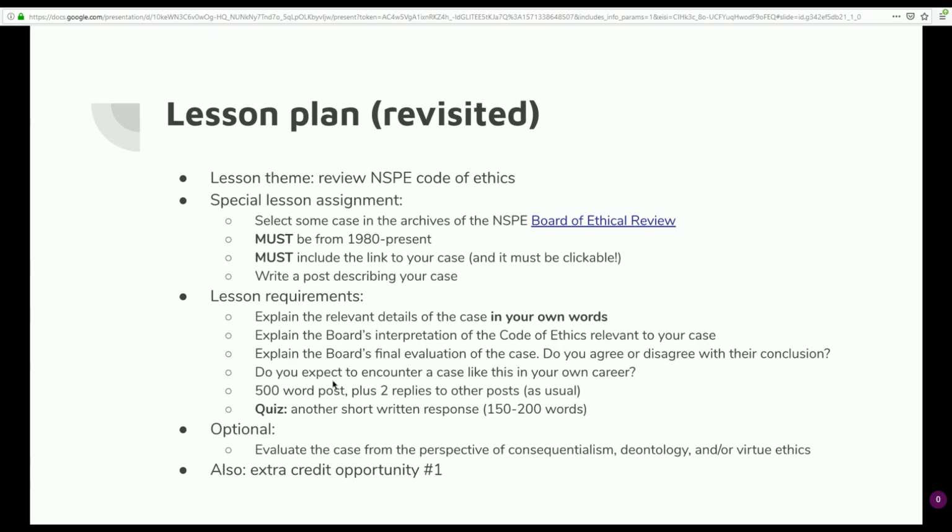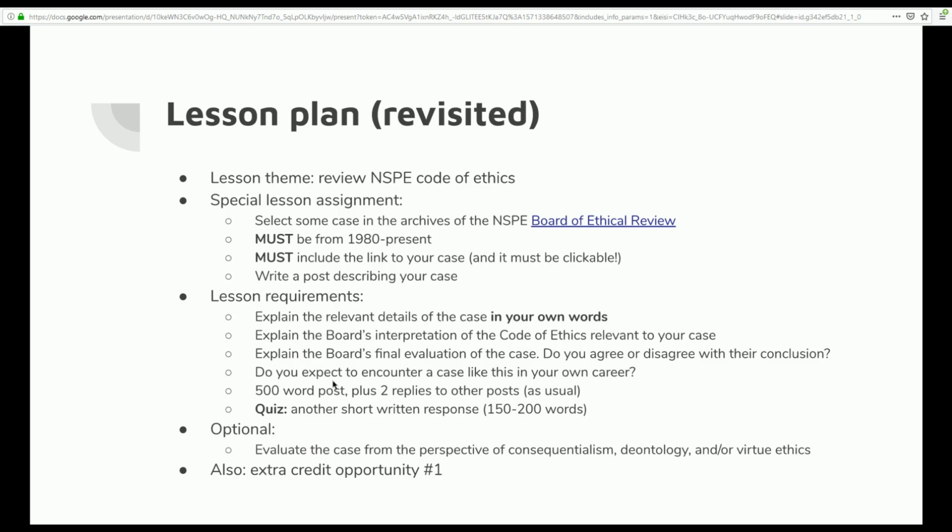So I want you to explain the case in your own words. Don't just copy and paste from the PDF, but explain the case in your own words. Explain the Board of Review's analysis of the case. Maybe explain the other case studies that they compare it to, and how they differ, and then explain why the board came to the decision it did. So that's part of your analysis.